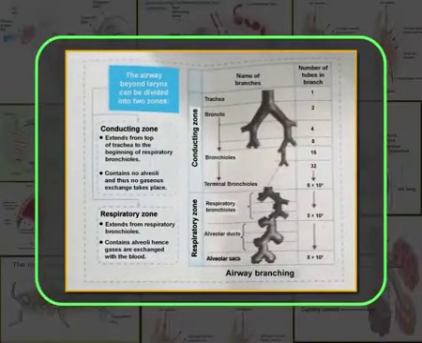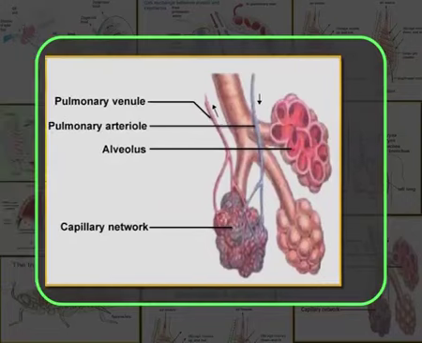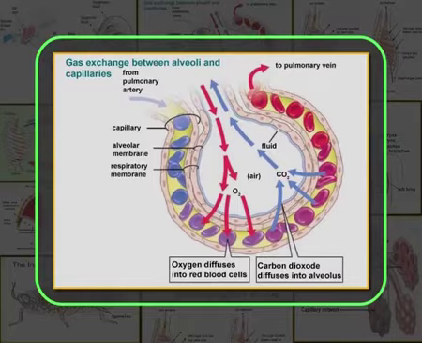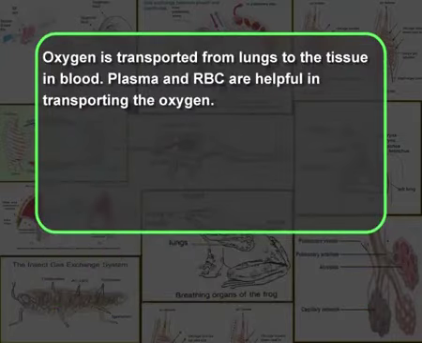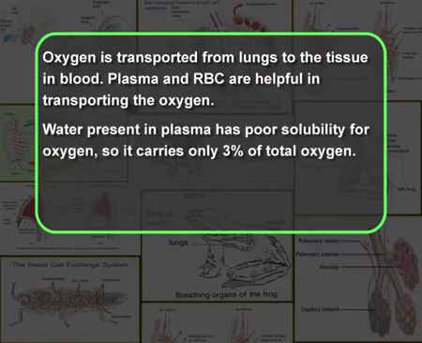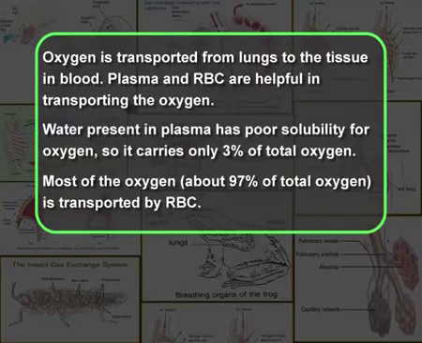Now, the airways beyond larynx can be divided into two zones. One is the conducting zone and the other is the respiratory zone. Now, oxygen is transported from lungs to the tissues in the blood. Plasma and RBC are helpful in transporting the oxygen. Water present in plasma has poor solubility for oxygen, so it carries only 3% of the total oxygen. Most of the oxygen, about 97% of the total oxygen, is transported by red blood cells or RBC.